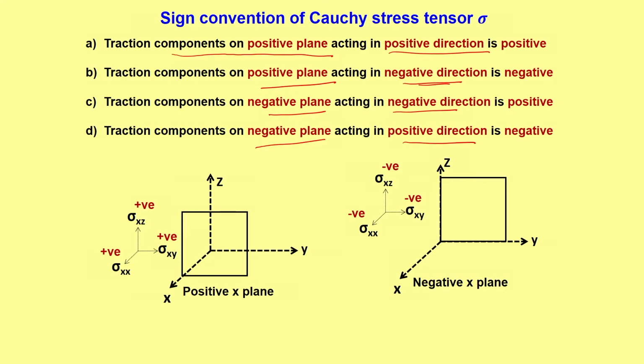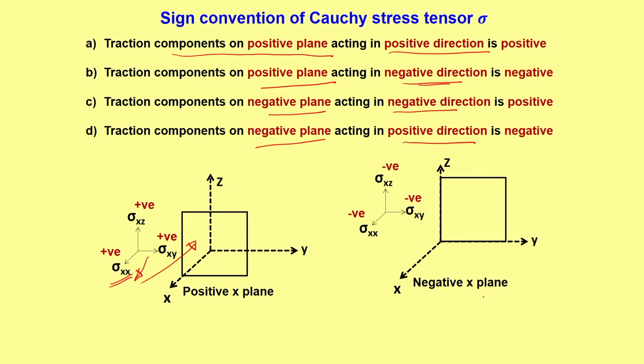There are sign conventions available based on moment also. Sometimes it may be difficult to understand. So, this is very easy and very easy to define as well. One example is given here. This is the positive x plane and the stresses acting are sigma xx, sigma xy and sigma xz. Now, if you consider sigma xx, this is acting on a positive x plane and sigma xx is acting in the positive x direction. So, that is why it is positive. Similarly, sigma xy and sigma xz.